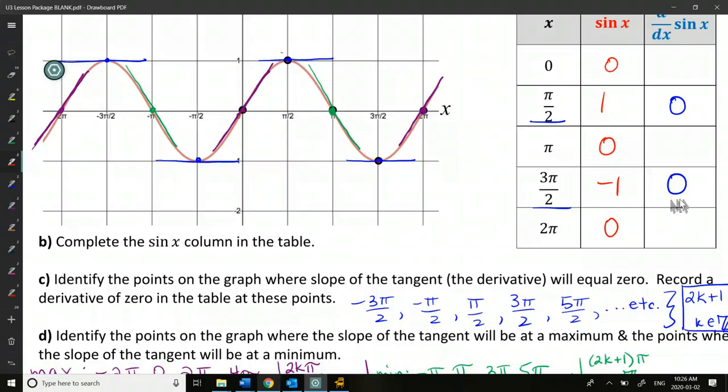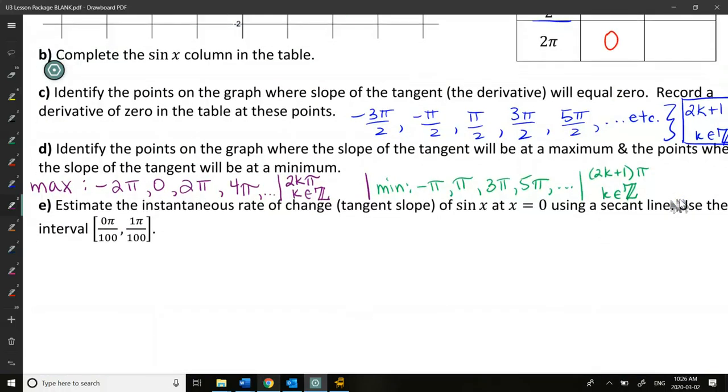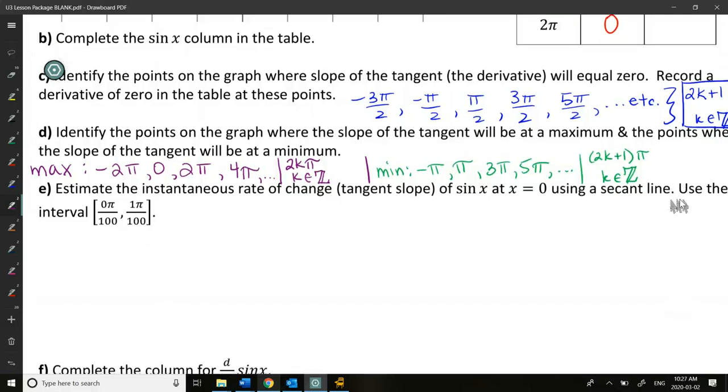That's the question. We're going to see if we can estimate the slope of this tangent line when x equals 0 by doing what we did in grade 12, which was creating a really tiny secant line with an interval that surrounds 0. We're going to use 0 as one of the points, but I'm going to write it as 0π/100. I want to find a really close number to 0, which would be 1π/100. So really we're saying 0 to 1π/100.